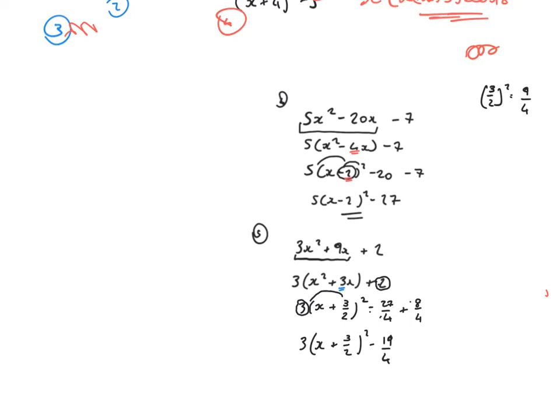2 pizzas, change it into 8 quarters, so that I've got a common denominator. Minus 27 plus 8 is minus 19. And that will be my final answer.